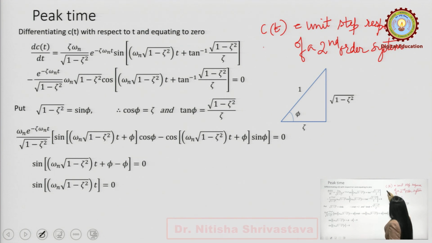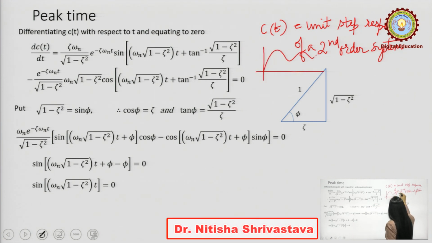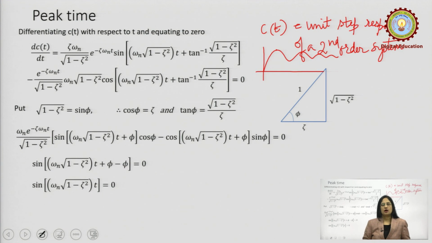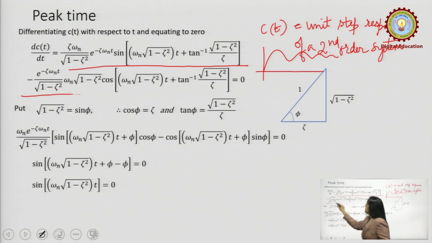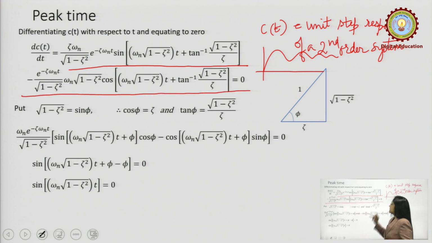Our curve has a response which is oscillating. We want the maximum value of the response, and therefore, we differentiate the C of t value, that is the time response of a unit step response second order system, and equate the value to 0, since we are asking for a value which is maximum of the overall response. So, when you differentiate C of t, we get the expression minus this value, and equating it to 0, since we want a maximum value.